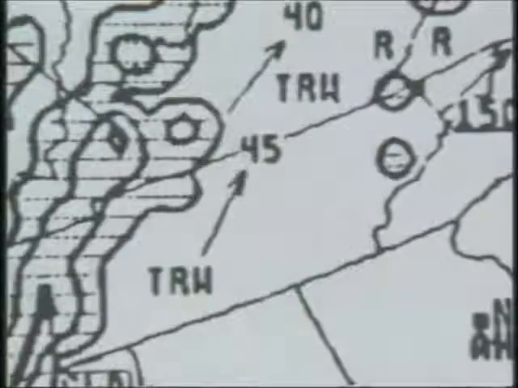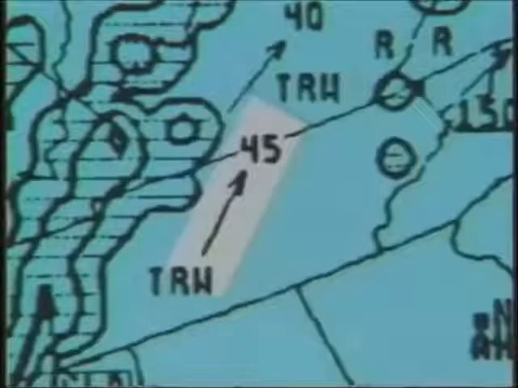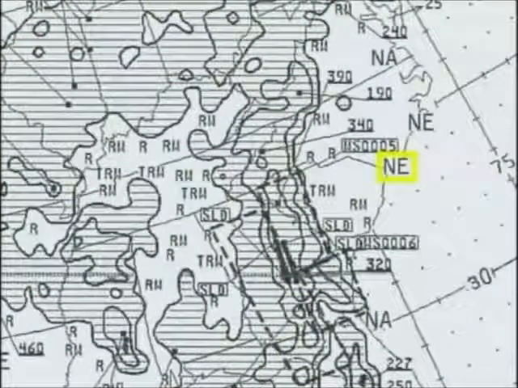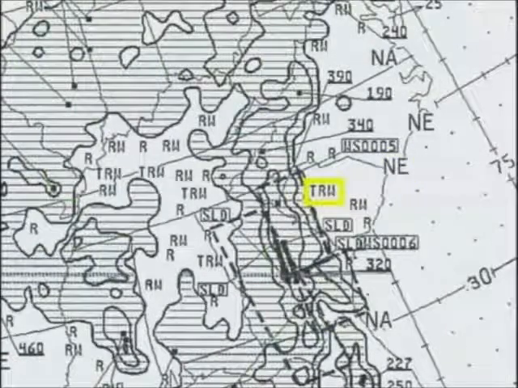The direction of movement of an individual cell is indicated by an arrow. The speed, 45 knots, is shown at the point of the arrow. The letters NE indicate areas with no echoes, while the letters TRW stand for thunderstorms and rain showers.